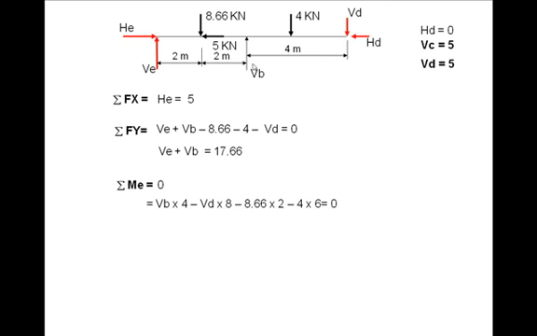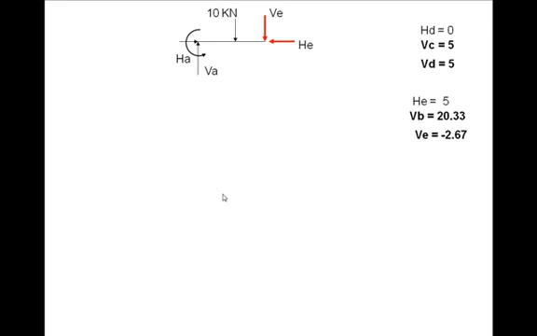I get VB into 4. See, this VB into this 4 minus VD into 8 minus 8.66 into 2 minus 4 into 6. This 4 and this half of 4 is 6. So I get my VB. From here I put it here in the second equation. Here I get VE, and VE is negative, which just tells me that the sign which I had assumed, VE as up, was wrong, it is down in fact. And then now I keep this data aside and apply it to the last beam.